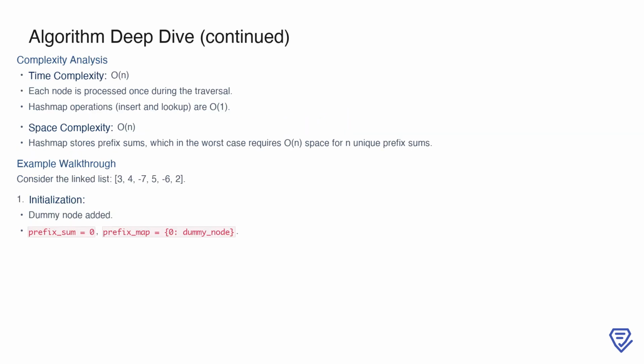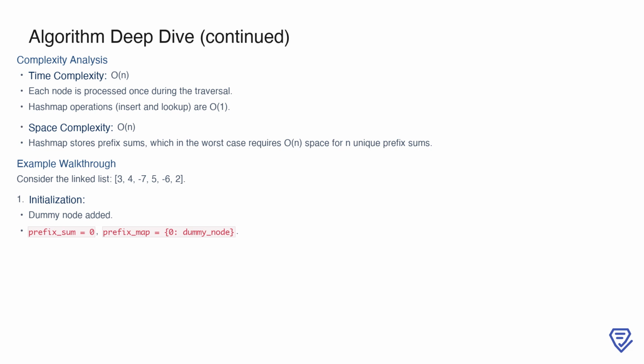Analyzing the complexity of this approach, the time complexity is O(n), where n is the number of nodes in the linked list. Each node is processed once during the traversal, and hash map operations for insertion and lookup are O(1). The space complexity is also O(n) in the worst case, as the hash map may need to store up to n unique prefix sums. Let's consider an example to understand how this works in practice.